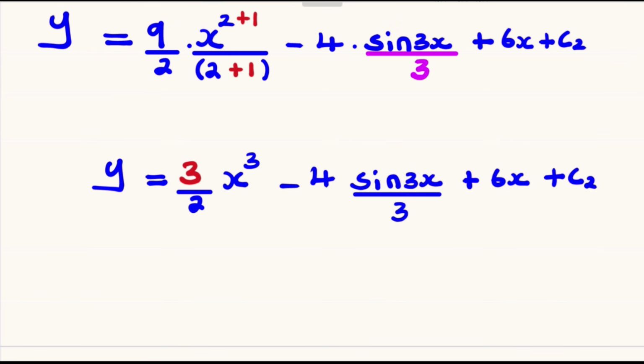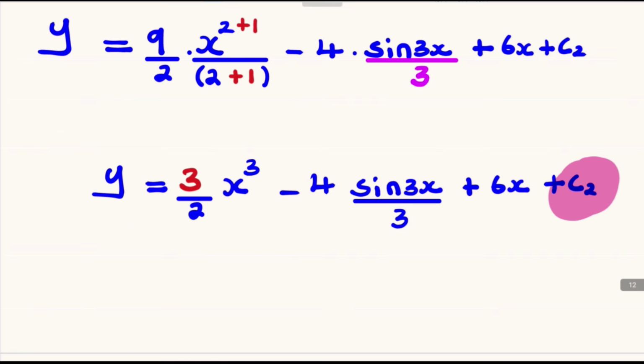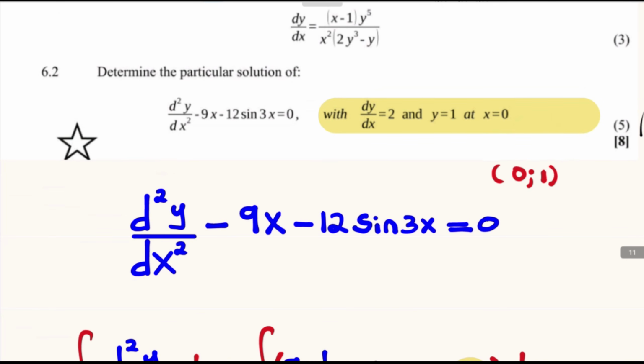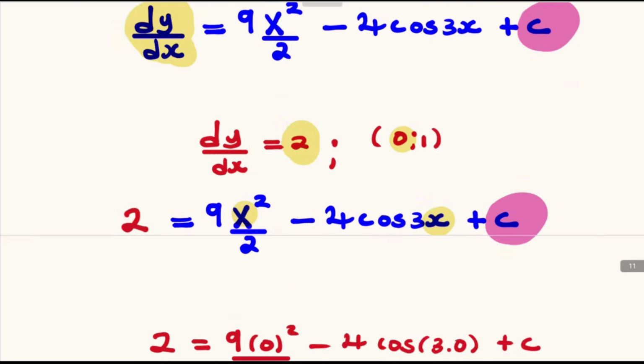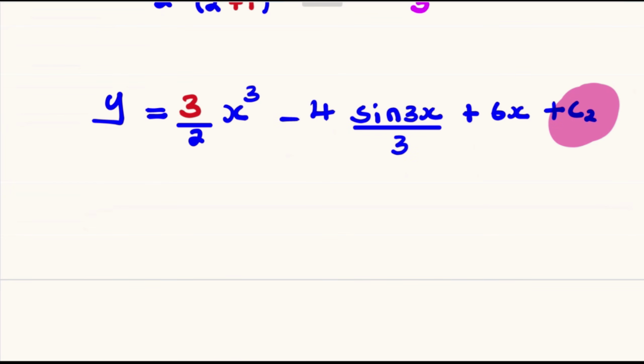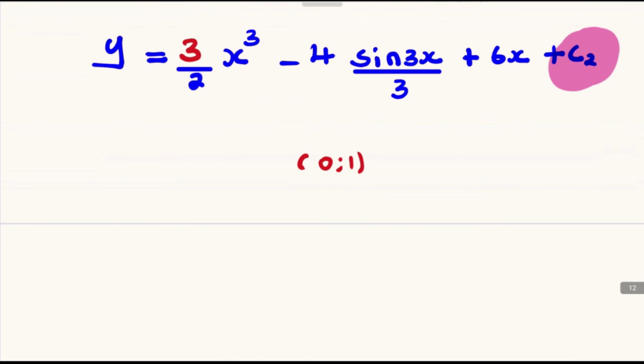Since we are dealing with a particular solution, we have to determine the numerical value of the c2, using those initial conditions which we were given. We have y is equal to 1 and x is equal to 0. So we are going to substitute when x is equal to 0, y is equal to 1. In the place of the y, we are going to substitute the 1, and in the place of the x, we substitute the 0.